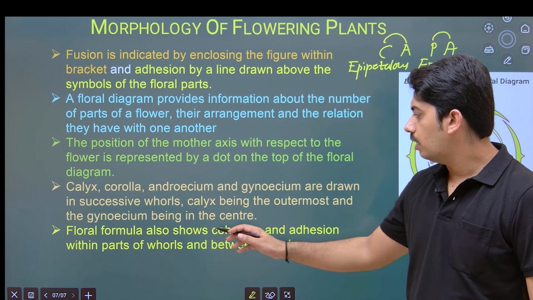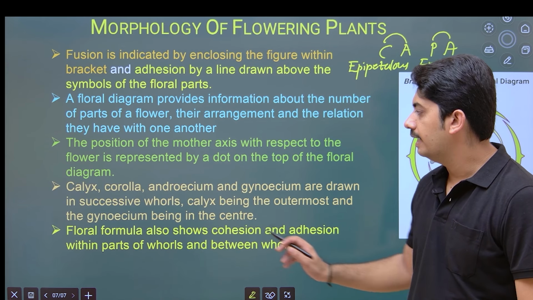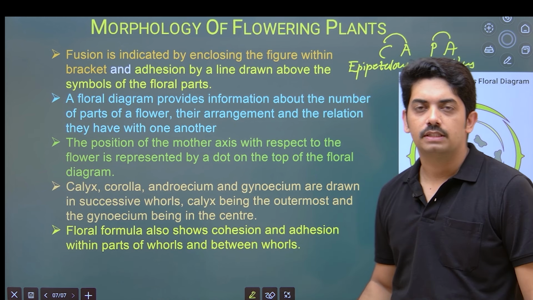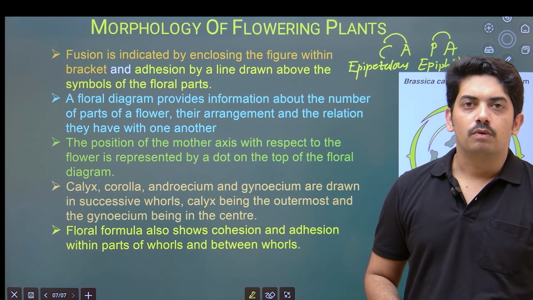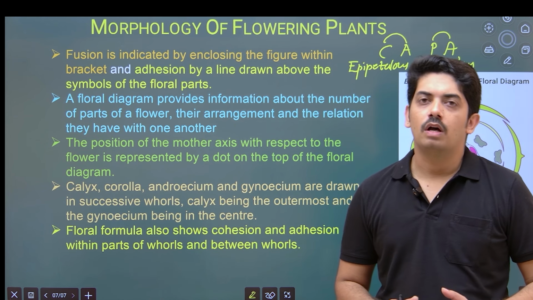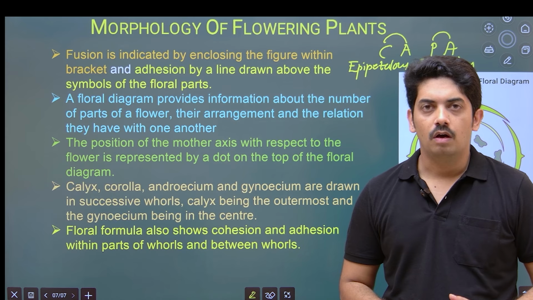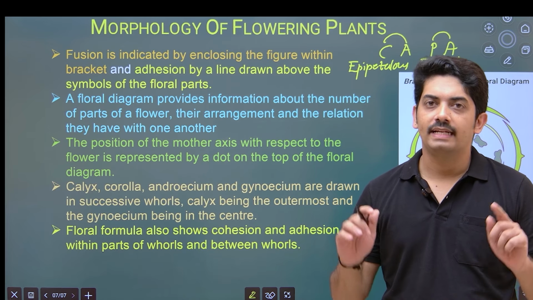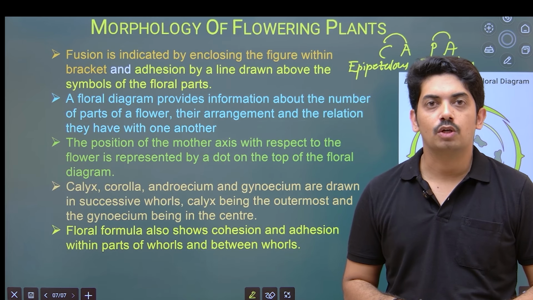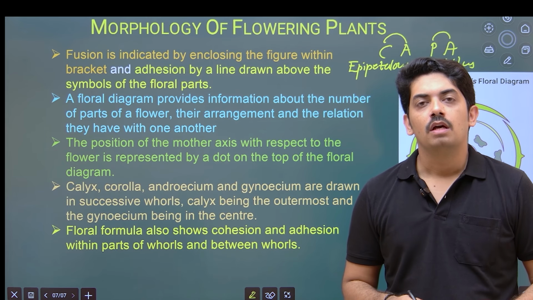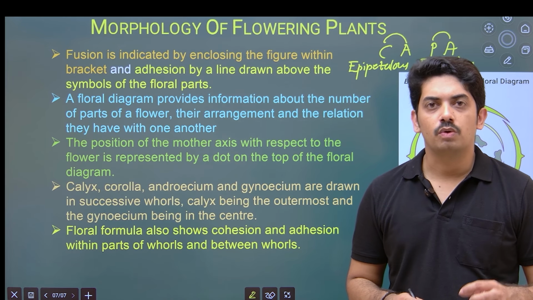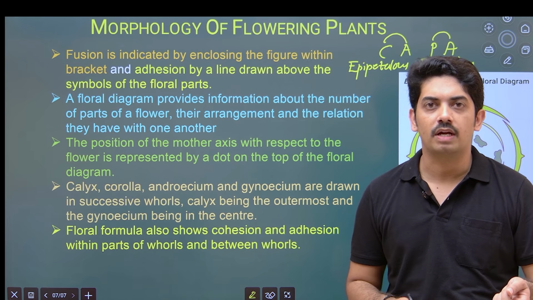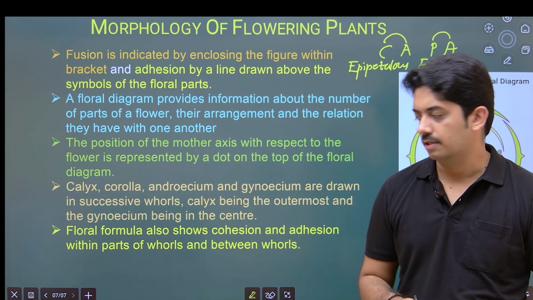Now the floral formula also shows cohesion and adhesion within the parts of whorls and between the whorls. Already I explained what cohesion is. If all the stamens are fused, or if stamens are forming two bundles, at that time we should write it under a bracket. That is the cohesion. Adhesion means the stamens sometimes are not originating from the thalamus, instead they are originating from the petals or tepals. That is the adhesion.